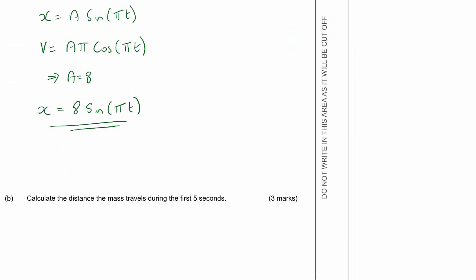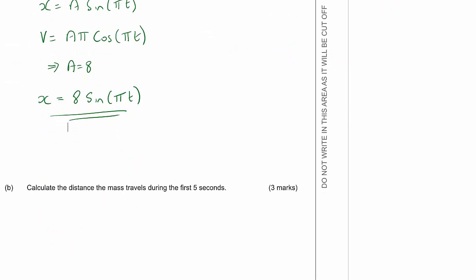We want to calculate the distance the mass travels during the first 5 seconds. Well, there's lots of ways that we could go about that, but probably the easiest, when we've got a calculator assumed, is to do the integral from 0 to 5 of the modulus of v dt. So that's going to be the integral from 0 to 5, and going back to here, we know that v is 8π cos πt in modulus dt.